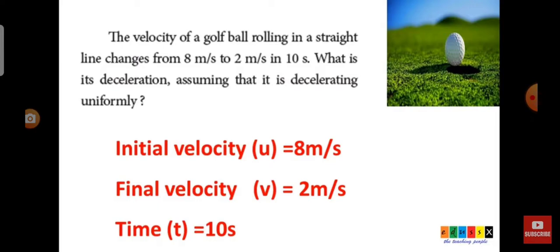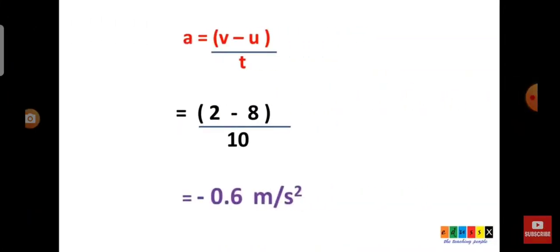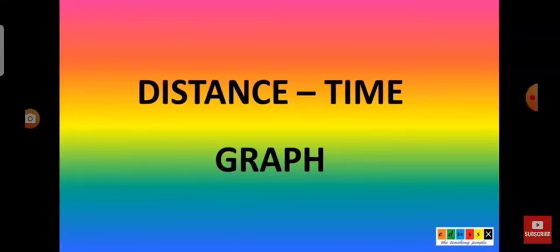So initial velocity u equals 8 meters per second, the final velocity v equals 2 meters per second, and the time t equals 10 seconds, that is given in the sum. So the formula a equals v minus u by t, that is equal to 2 minus 8 by 10. So here the answer is minus 0.6 meter per second square.